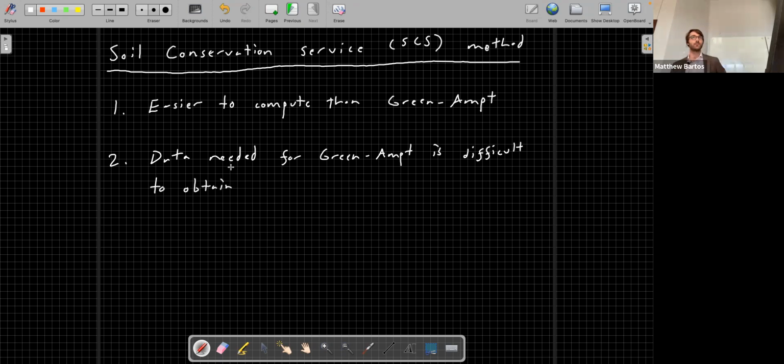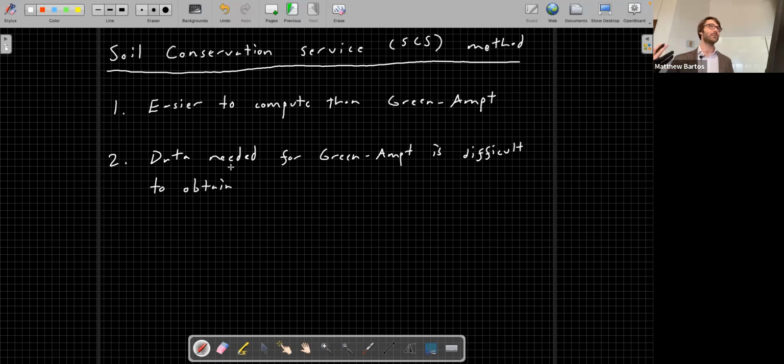Okay, so remember, to use Green-Ampt, we need estimates for the saturated hydraulic conductivity, and we also need estimates for the matrix potential. In order to determine those parameters, you often have to go out and measure them in practice because soil varies so much from one location to another. It's hard to know the exact values of those parameters. And thus, to get calibrated models for Green-Ampt, it's often very labor intensive. So data needed for Green-Ampt is difficult to obtain.